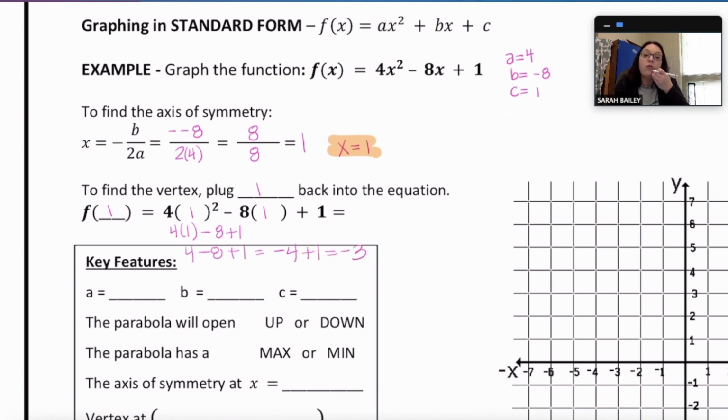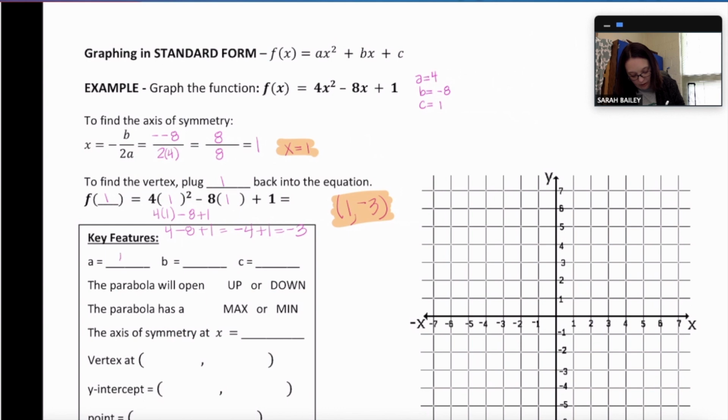So what's that negative 3? That is the y-coordinate of your vertex. The x-coordinate of the vertex is 1, and the y-coordinate of the vertex is negative 3. So I'm going to highlight that. Oh, and I guess I could have written some of this here: a, b, c.